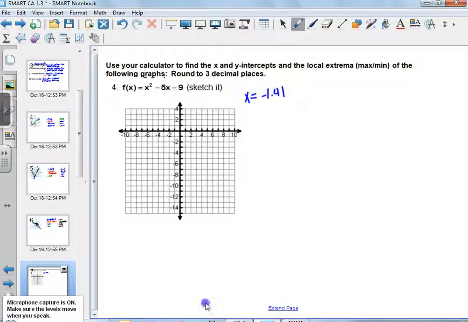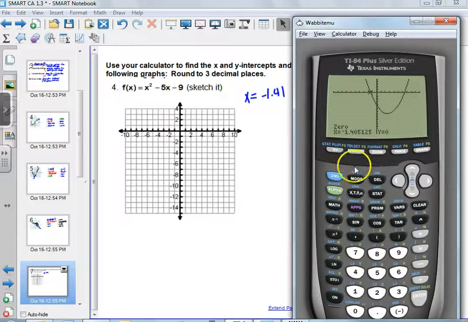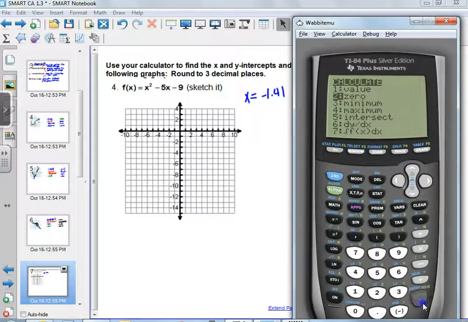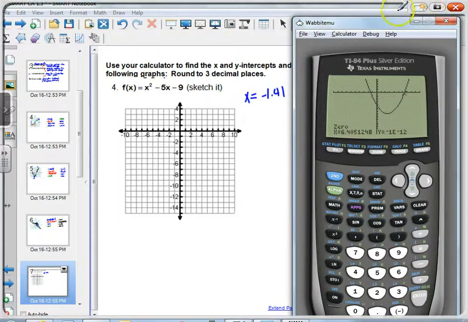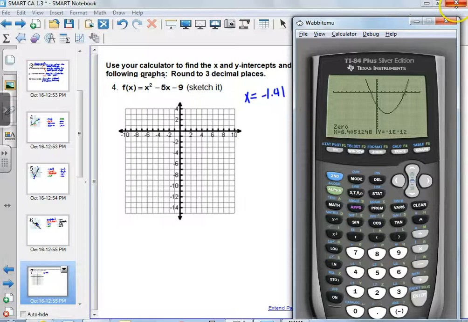Alright. And then we're going to do the same thing and find the other x-intercept. I'm just going to cheat and say 5 is to the left and 9 is to the right. And notice it's doing the scientific notation thing again, kind of weird. But the x-intercept is at 6.41.